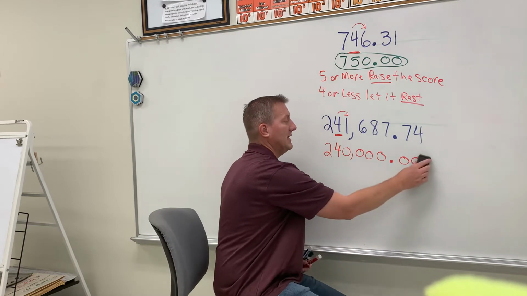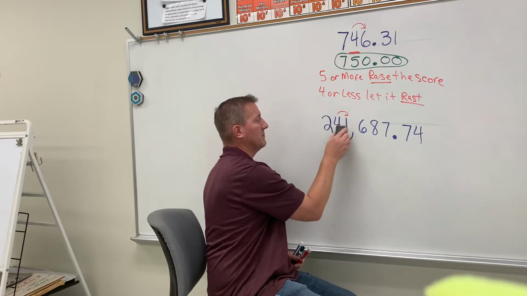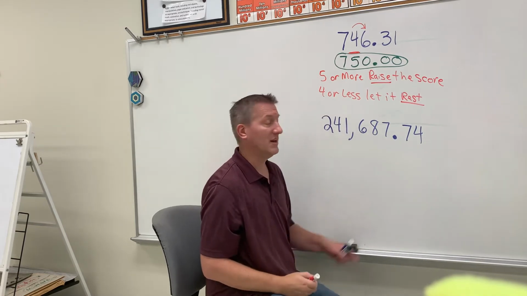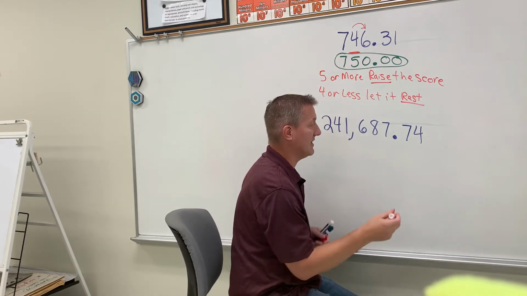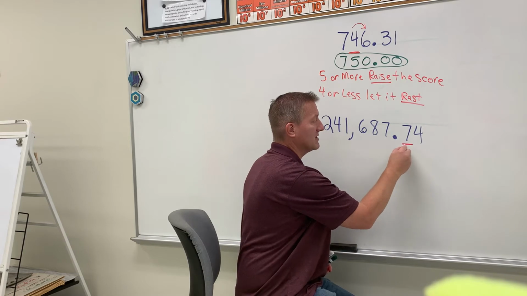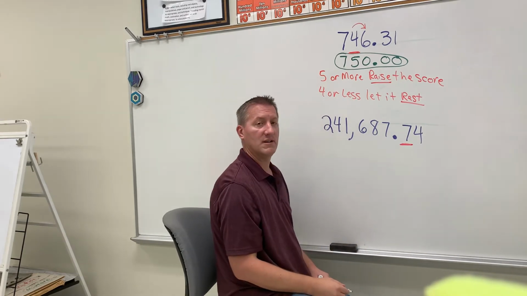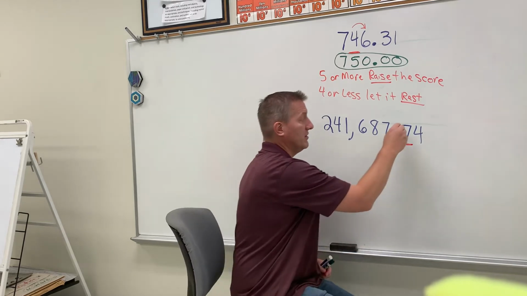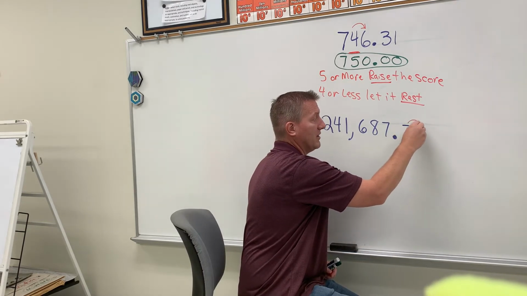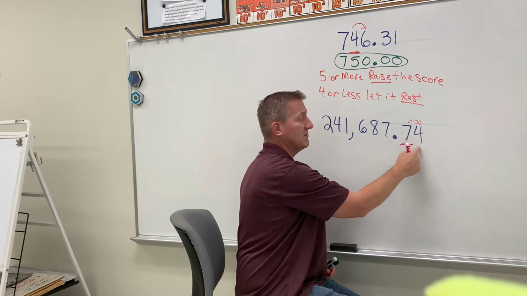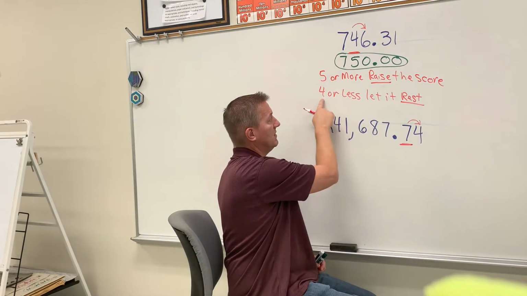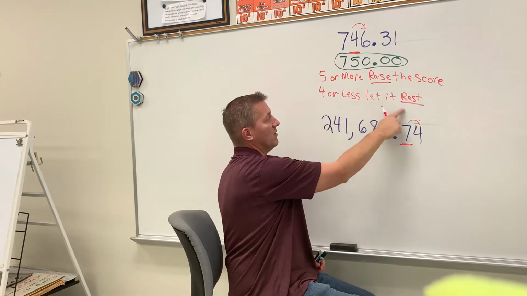Now, let's change the problem a little bit. Let's say one of your decimals is underlined. What if this one is underlined? Well, you still do it the same way. You're gonna look at this digit. Is this digit 4 or less or 5 or more? Well, it's a 4, so it's 4 or less.